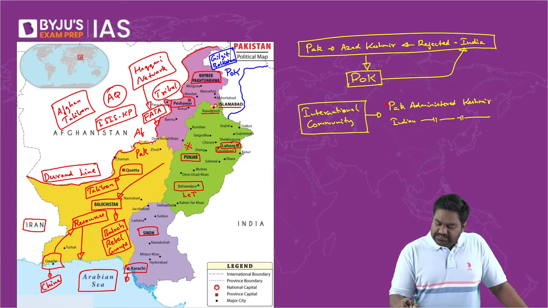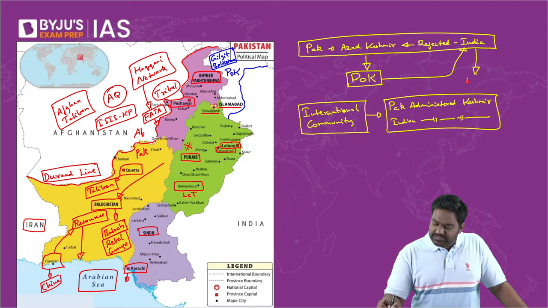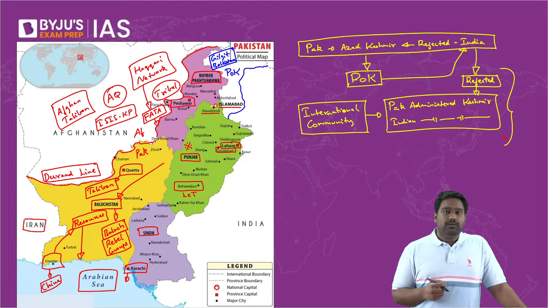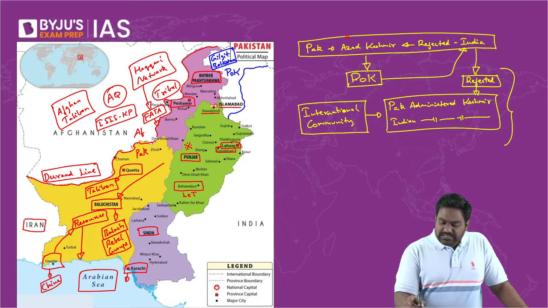So these references are also rejected by India. India rejects this reference as well, because using the term administered Kashmir would mean that Pakistan has a legitimate claim, right? So India rejects these claims.